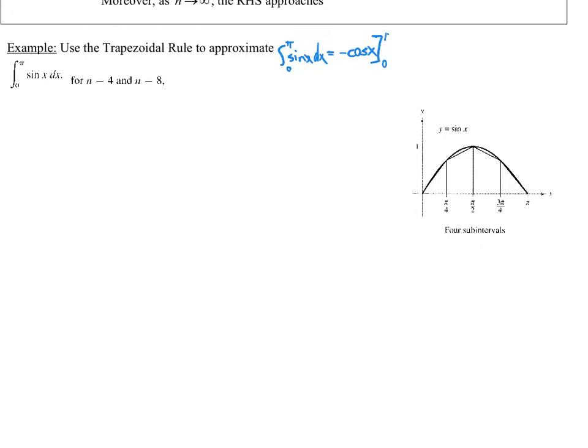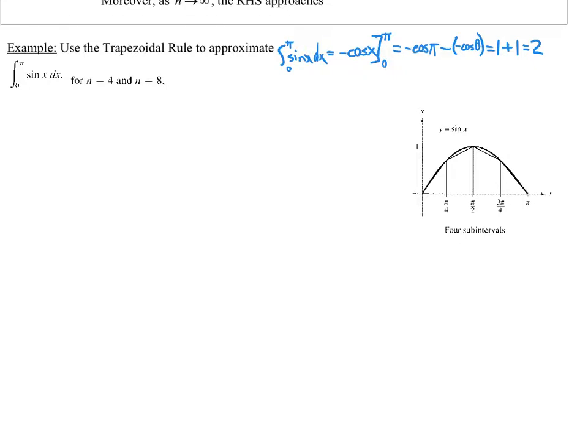Evaluated from 0 to pi, I'm going to have a negative cosine of pi, which, what's cosine of pi equal? Negative 1. So that's a negative negative 1, which is going to be positive 1, minus a negative cosine of 0. What's cosine of 0? 1. So it's minus a negative 1. So our area should equal 2. Okay? The area should equal 2.